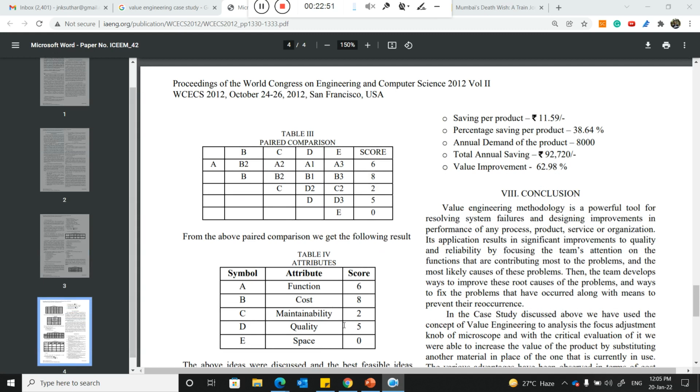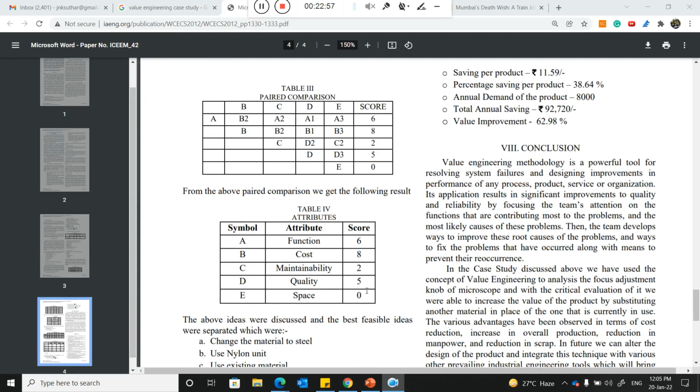the score for each criterion: function, cost, maintainability, quality, space. So which is more important? Here function is the more important one on the basis of this decision matrix.